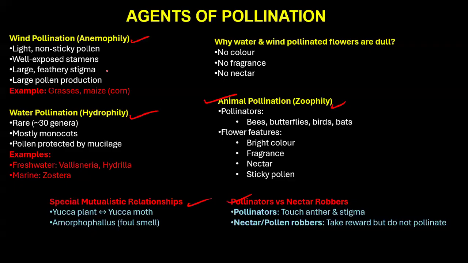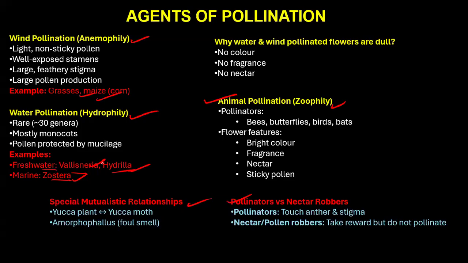Then number two is water pollination, which is also called hydrophily. In Vallisneria, example is given here. It's very important: Vallisneria, Hydrilla, and in marine, you have Zostera. Just remember, in freshwater you have two, Vallisneria and Hydrilla, and marine Zostera is there. These are the examples. In Vallisneria, male flowers float on the water and reach the female flower. In seagrass, pollen travels underwater and is ribbon-like. So this is a very important distinction between the two.